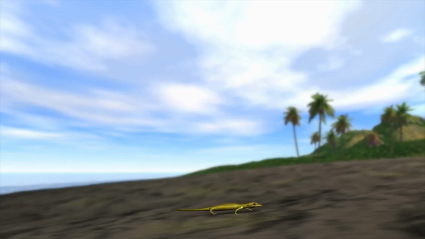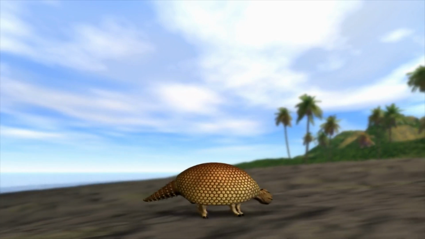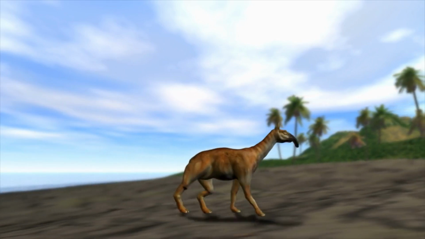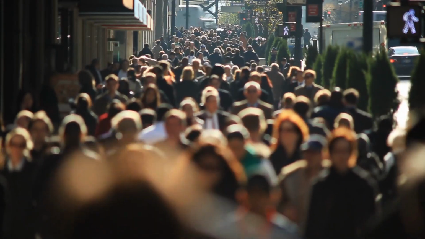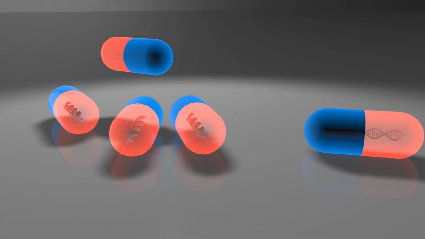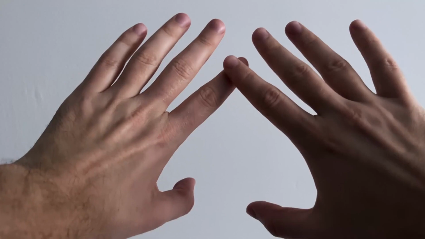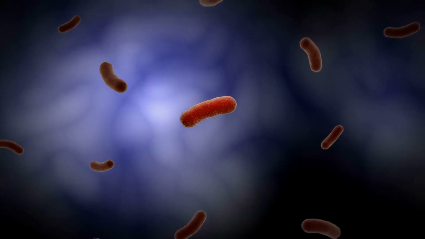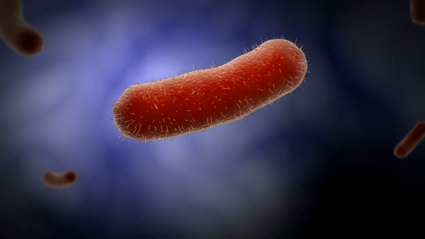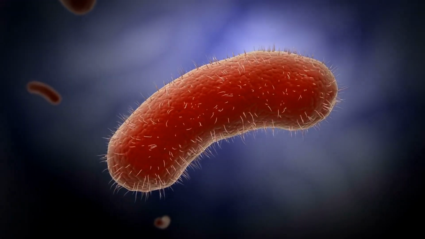In the early stages of life's evolution, the exchange of genetic material between different organisms, called horizontal gene transfer, played a significant role. This process allowed for the rapid spread of beneficial genes and the development of new traits. Even today, horizontal gene transfer is common among bacteria and other microorganisms.